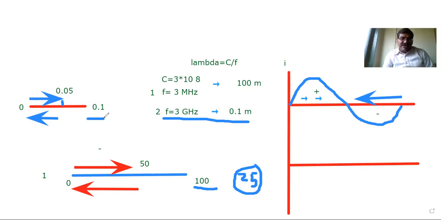What I mean to explain here, with reference to the antenna, is that if your waveform is this, the wavelength is very large. If your waveform is this, the wavelength is very small. Here wavelength is large. Here wavelength is very small. So that depends on your antenna.